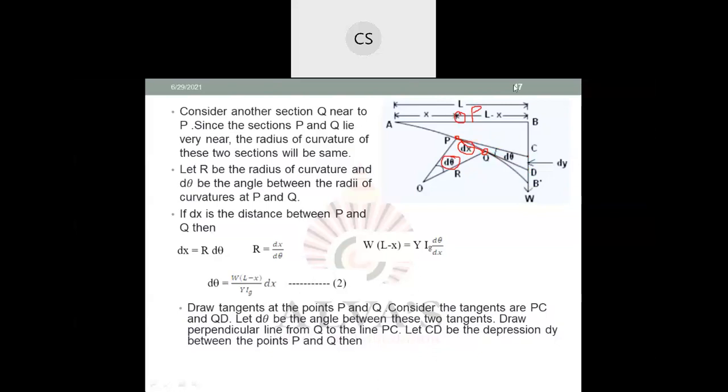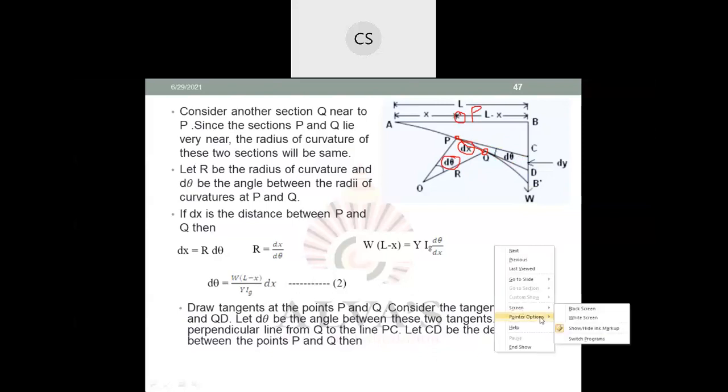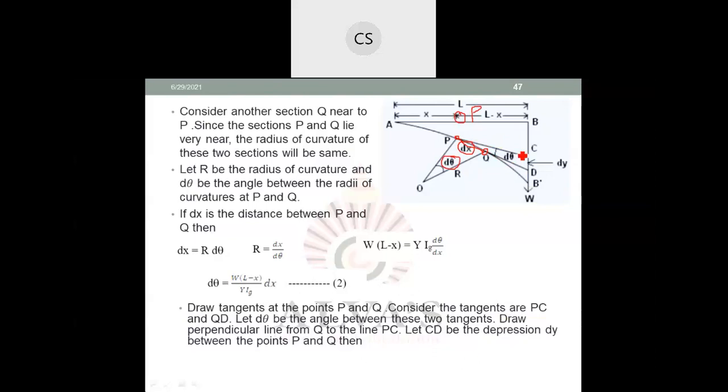Two tangents are drawn, PC and QD. Let dθ be the angle between those two tangents. Again, dθ is the angle between the two tangents.